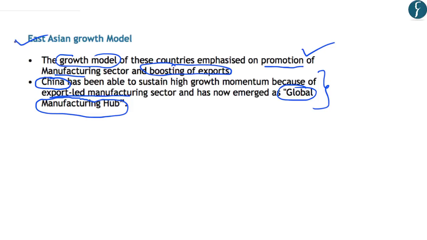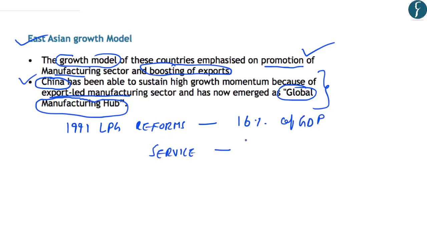However, in contrast to the East Asian growth model and China's manufacturing model, India's manufacturing sector has failed to take off, and its share in the GDP is only 16% since the 1991 LPG reforms. So post the 1991 LPG reforms, manufacturing has contributed to only 16% of the GDP. In contrast, the service sector has contributed around 60% of the GDP growth. So this shows that India has not leveraged the benefits of manufacturing in its growth story. And that is why this has not led to an improvement in the job scenario in India.